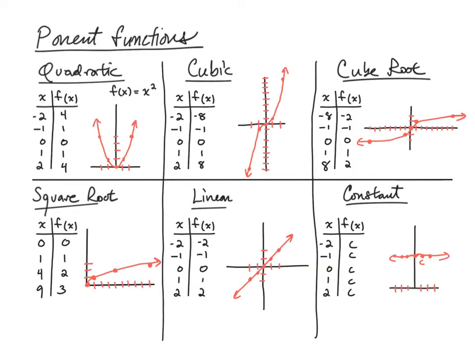On this slide, you can see that there are a variety of parent functions. We have them by name: quadratic, cubic, cube root, square root, linear, and constant. You can also see here we have parent function equations. So here f of x equals x squared, quadratic has to have an x squared in it. And the rest of them, I hid them rather neatly here.